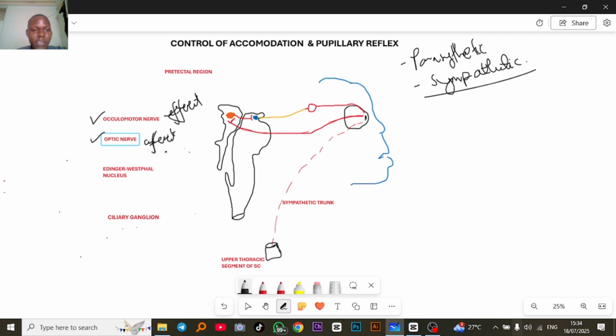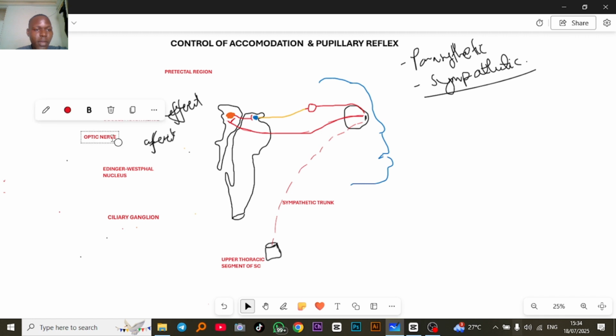A comes before E, so you can remember that afferent is from sensory organ to brain, then efferent is from brain to the sensory organ. So the optic nerve will be for the afferent transfer of information.